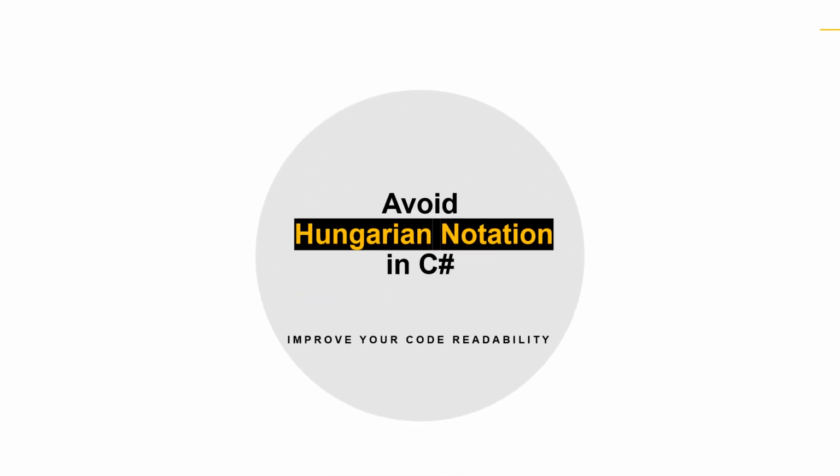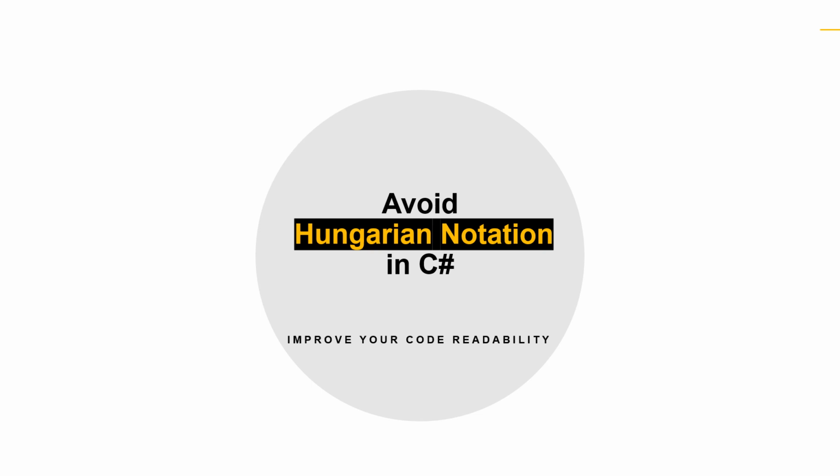Welcome to our video on the topic of Hungarian notation in C#. Hungarian notation is a naming convention that involves prefixing variable names with type identifiers, such as I for integers or N for floats. While Hungarian notation was once popular, it is generally best to avoid it in C# for several reasons. First, it can make code less readable, as the prefixes are not always descriptive and can make it harder to understand the purpose of the variable.